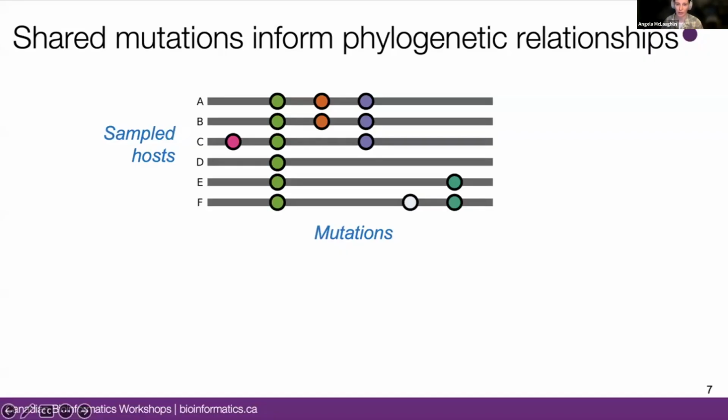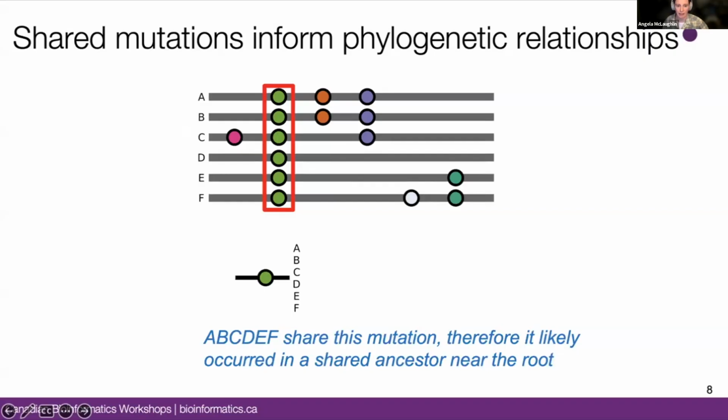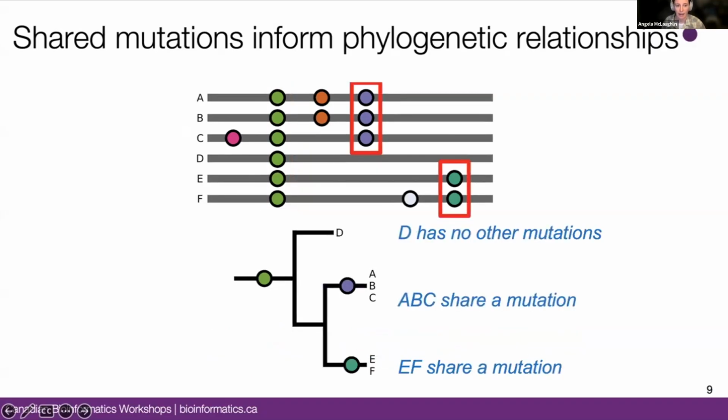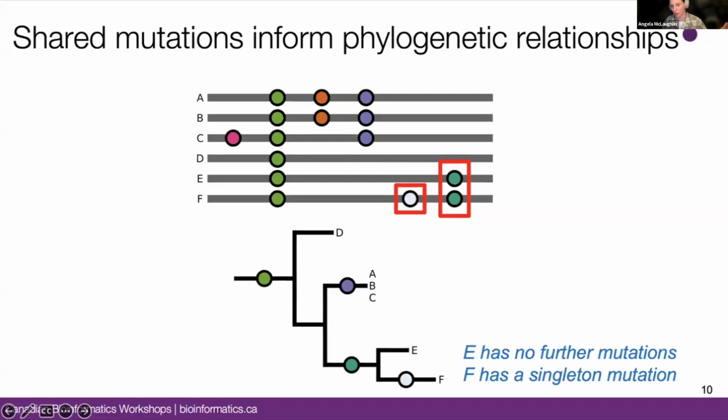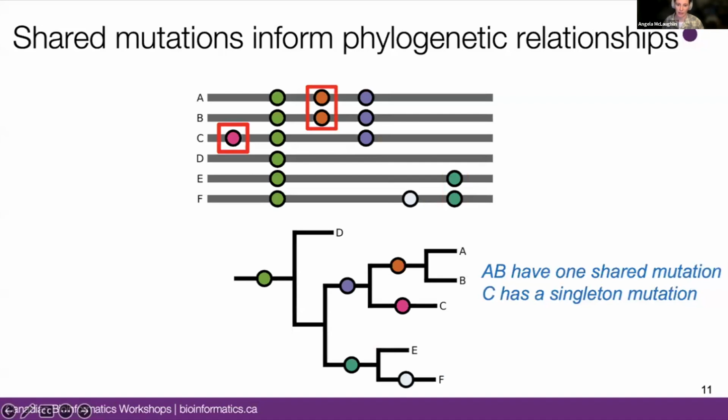So let's come to a baseline here of how we're using genomes and the shared mutations within them to deduce phylogenetic relationships. So say you have this small group of sampled hosts, well, viruses from sampled hosts, and the mutations that they share are colored. So we could see immediately that all of them have this green mutation. So maybe that's a mutation that occurred at a shared ancestor near the root. So we'll place that there. Next, we see that D has no other mutation. So it's sort of an outlier or outgroup. And then we have shared mutations for ABC and EF. We'll place those together. Finally, E has no further mutations, F has a singleton mutation, so we end up with that, and so on and so forth to generate a phylogeny from these shared mutations.